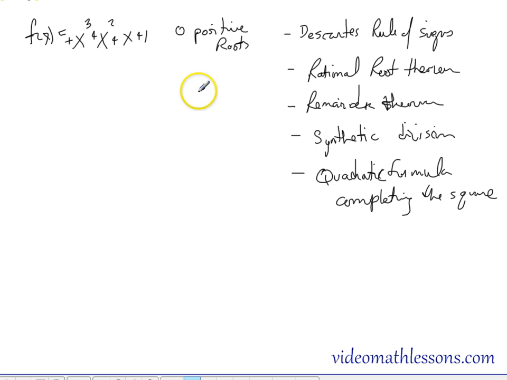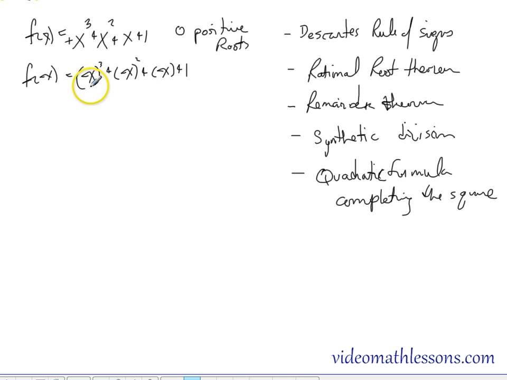Well, let's do the negative now. If you plug in negative x into this problem, I'm going to do negative x cubed plus negative x squared plus negative x, plus 1. If you evaluate this, that would tell us how many negative roots we can have. So now let's do this.